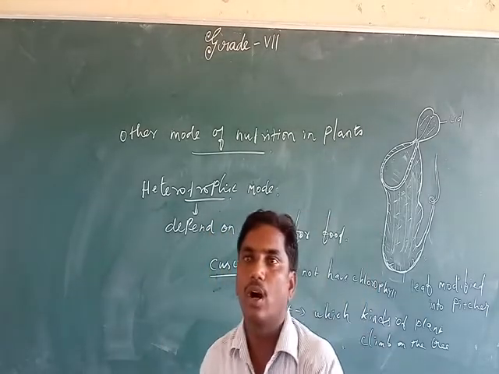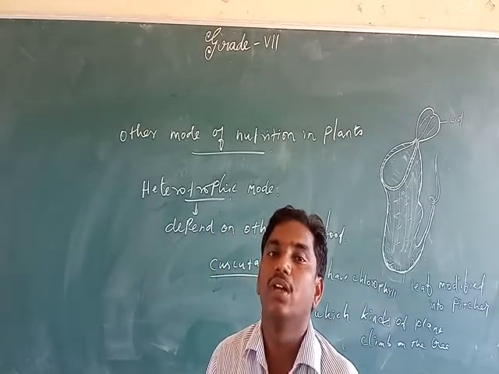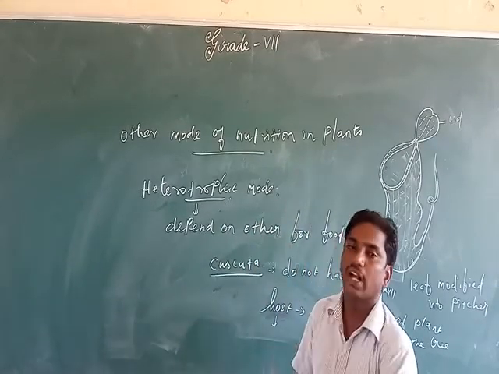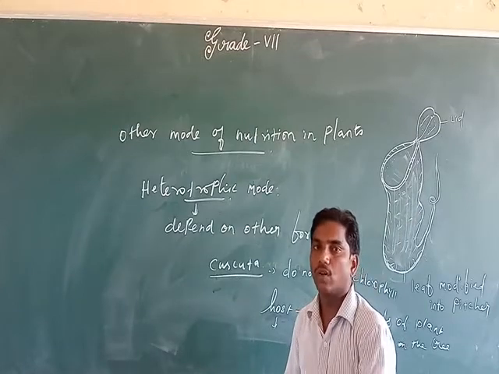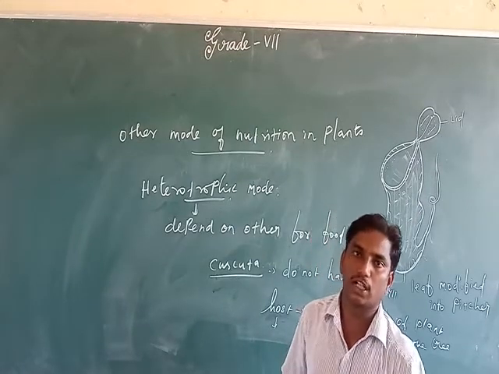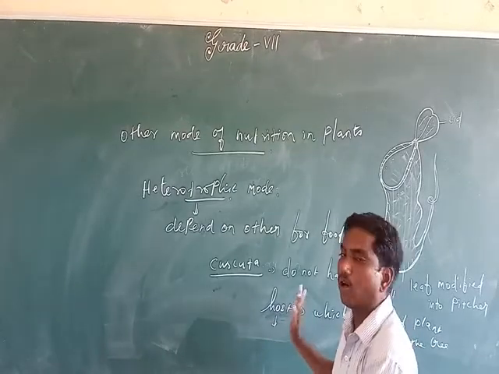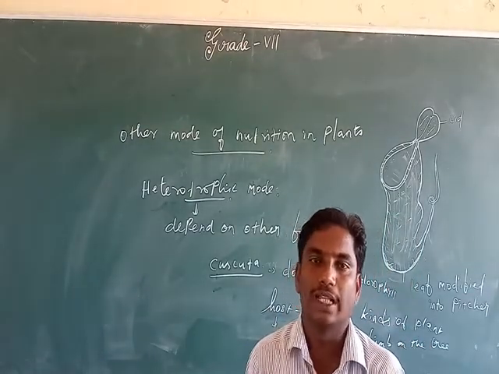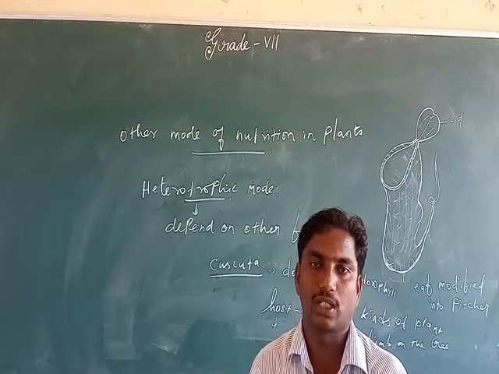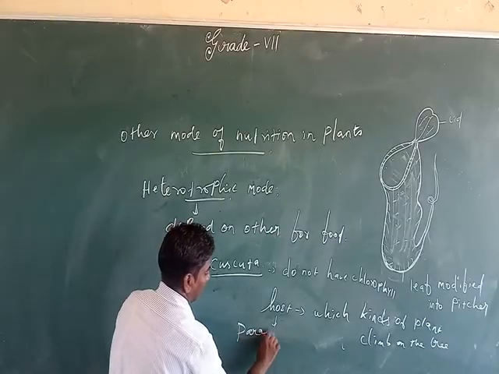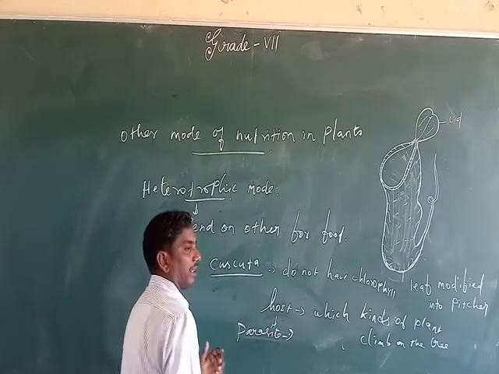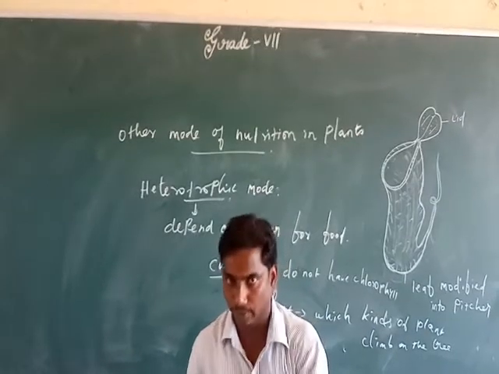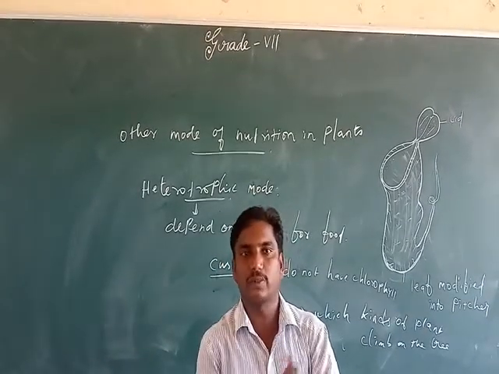Okay, so the host always has valuable nutrients. So now what will happen? The Cuscuta always gets food from the host, from other plants. Okay, so that is called the parasite. That is called what? The parasite. That plant cannot prepare its own food, so that plant is always depending upon others.